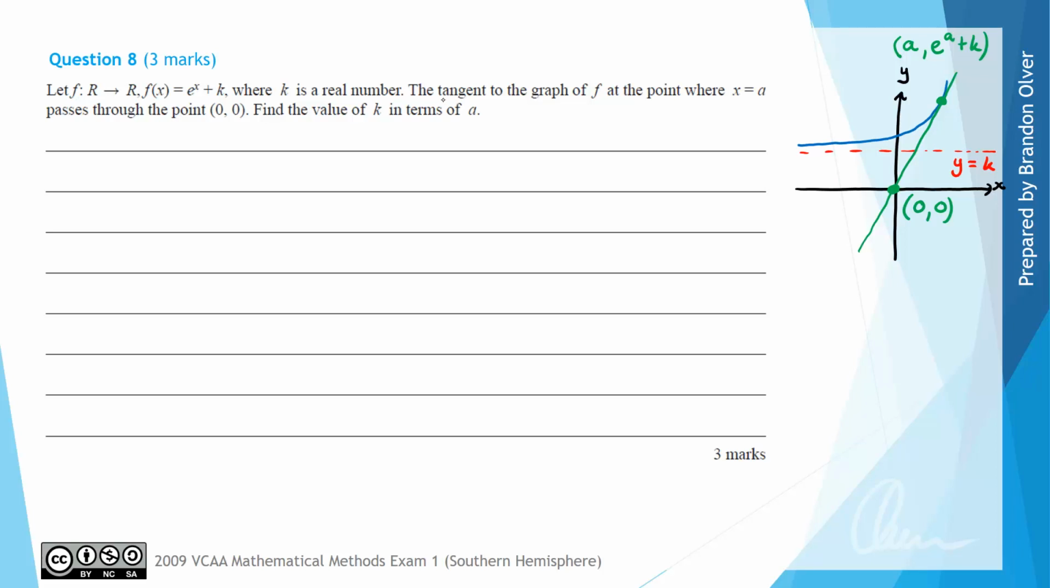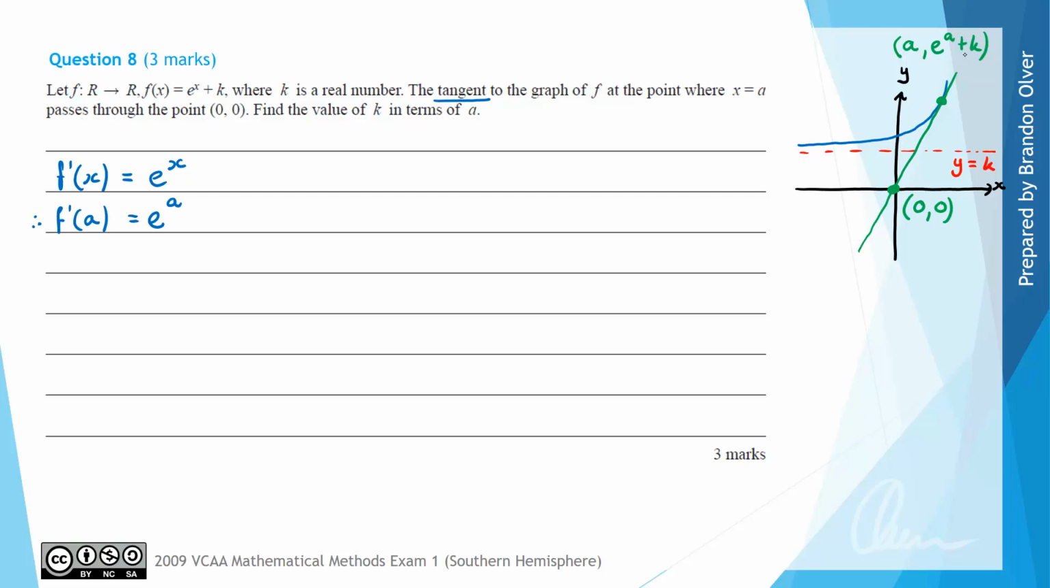So the first thing we can do is look at the tangent line, and we can also work out what the gradient of that line is. One way of calculating the gradient of the line is to calculate the derivative f dashed of x. And the derivative, as k is just a constant, is simply going to be e to the power of x. Therefore, the gradient at a is f dashed of a, which is just e to the power of a.